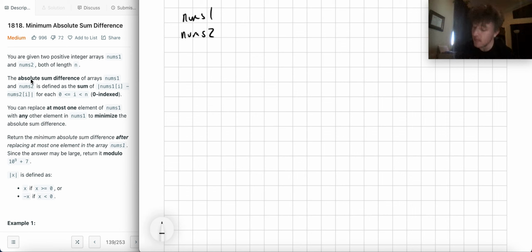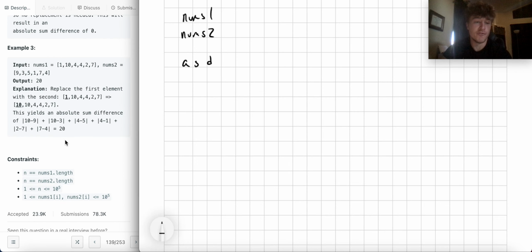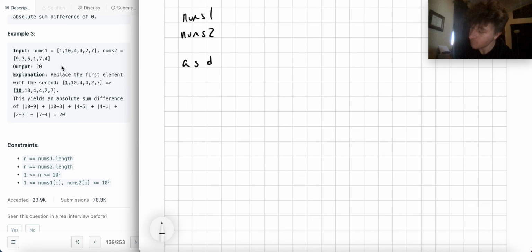The absolute sum difference, we're going to call that ASD, of arrays nums1 and nums2 is defined as the sum of the absolute value of nums1[i] minus nums2[i], for each i from 0 up to n minus 1, zero indexed. What does that mean? We'll do this example, just because I like the way it's written. It's a little involved, but not too time consuming, and involved enough to reveal what the solution looks like. nums1 is 1, 10, 4, 4, 2, 7 and nums2 is 9, 3, 5, 1, 7, 4.